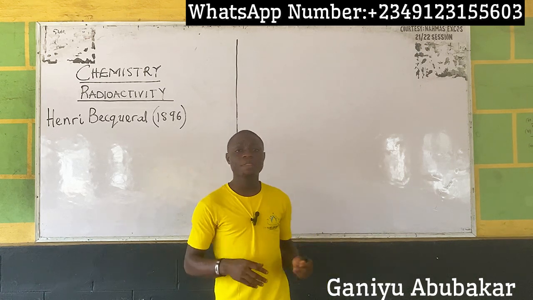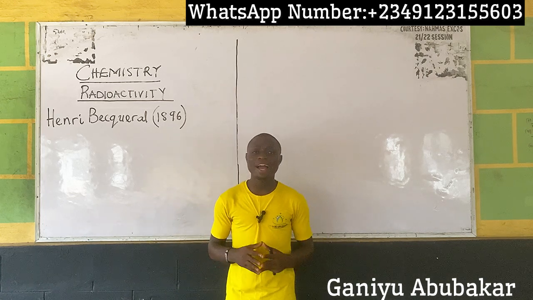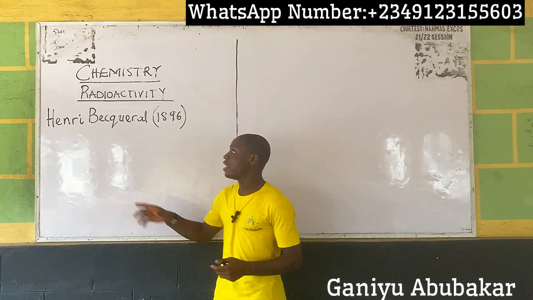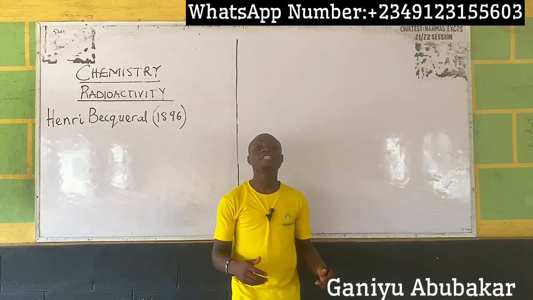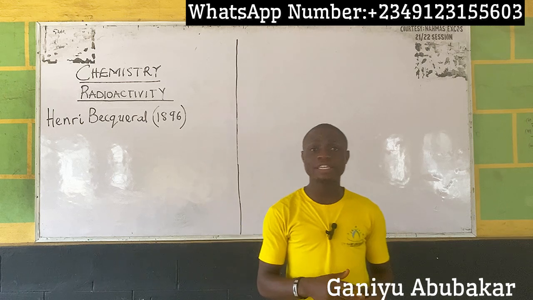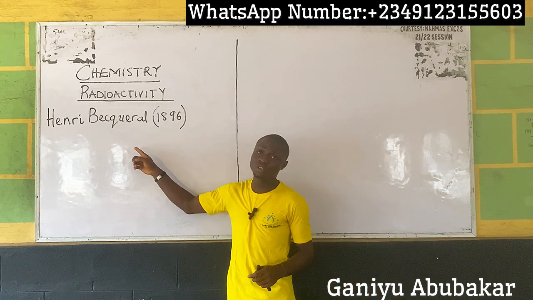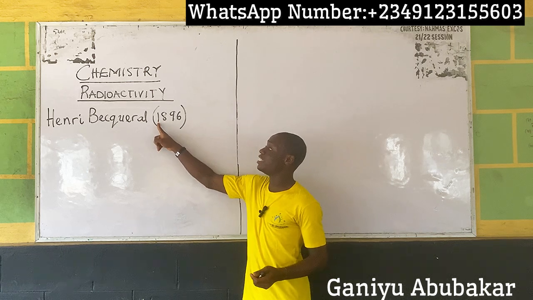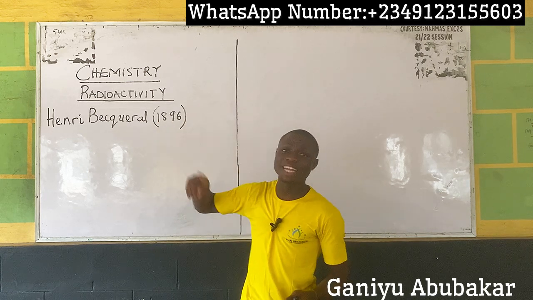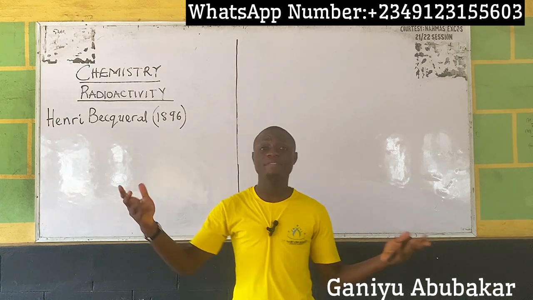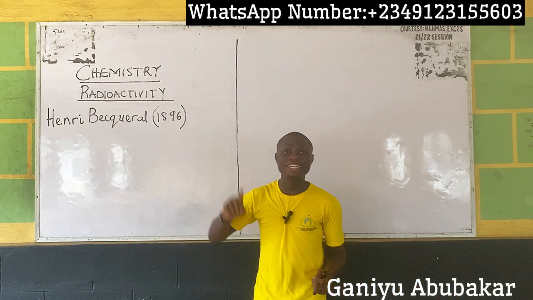It's important to note that radioactivity was discovered by a French physicist called Henri Becquerel. Henri Becquerel was a French physicist who discovered radioactivity in the year 1896. It was from this concept that the nuclear bomb was invented.